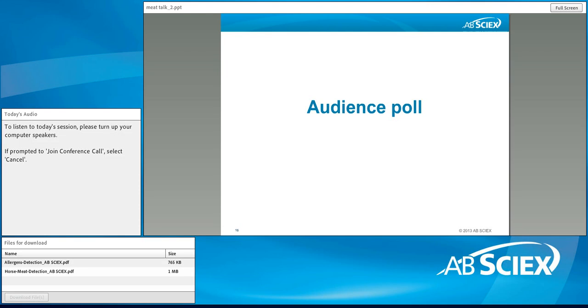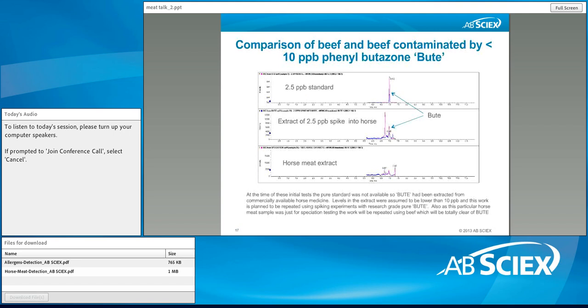And the question I had at the beginning of this work was, could I combine peptide marker species analysis as well as vet residue analysis in the same approach, in exactly the same method without any alteration? This is what I tried. And here you can see just a shot. This is really a first pass at this. These are very early results of looking at phenylbutazone spiked into horse meat, compared to the horse meat blank, and also compared to the standard.